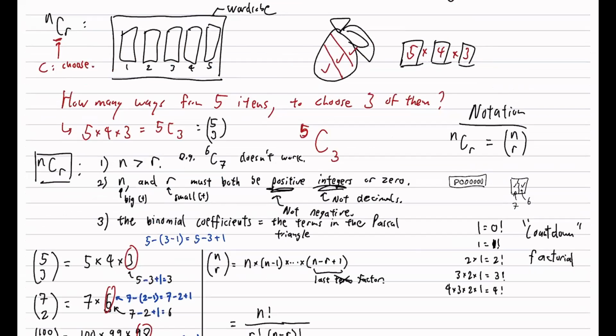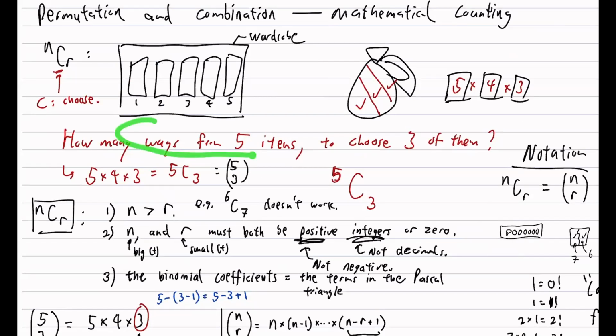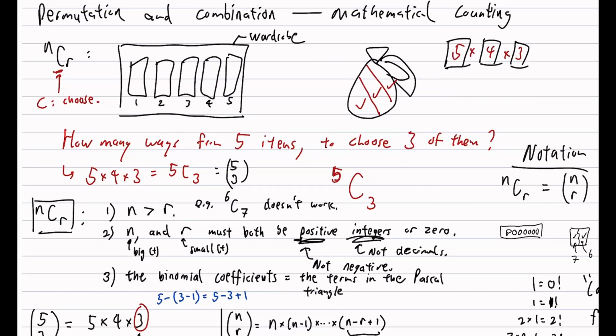Let's just double confirm. The number of ways for us to pick 3 items from among 5 items, right? Where we don't care about the order. Is it actually 5 times 4 times 3? No. It's fewer, right? Because we don't care about the order. It's 10. How do you get 10? You actually need to divide by 3 factorial. Sorry, I forgot to mention this.